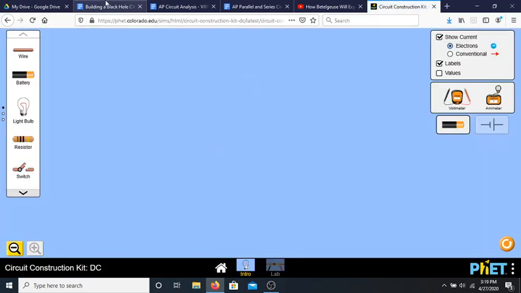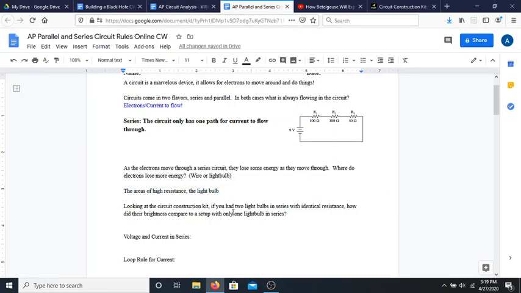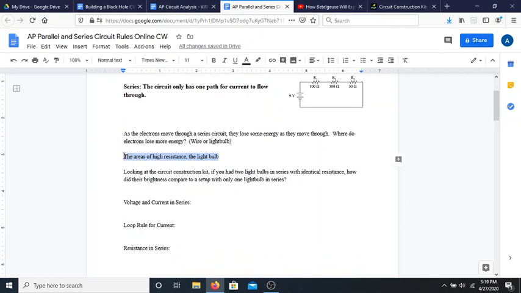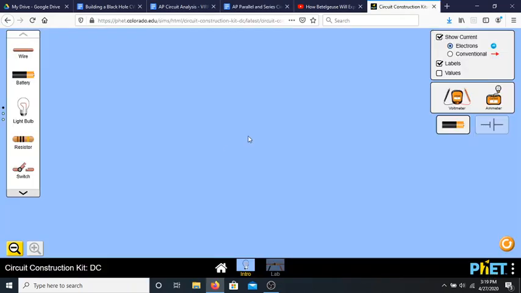But going back to our circuit construction kit. If you have 2 light bulbs with identical resistance, so basically 2 identical light bulbs, I want you to set it up so that you have a circuit where there's only 1 light bulb in series with the battery, and then set it up so the circuit has 2 light bulbs in series with the battery. So I want you to take a sec, go in the circuit construction kit, make 2 circuits.